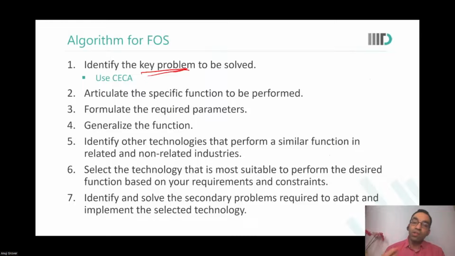So you identify the technology. You may not be able to directly use the technology as is in your system. But you know, this is a stable technology already in a leading system, in a leading industry, it's been performing well. So you're confident about it and you solve the secondary problems required to adapt and implement it in your solution.